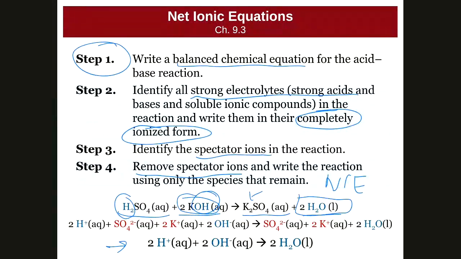It's 1 molecule of sulfuric acid plus 2 molecules of potassium hydroxide reacting to form 1 molecule of potassium sulfate and 2 molecules of water. And now we want to write our completely ionized reaction. So, like I said, strong electrolytes, strong acid, and strong base, they dissociate completely. We end up with 2 protons, 1 sulfate ion, 2 potassium ions, 2 hydroxide ions.